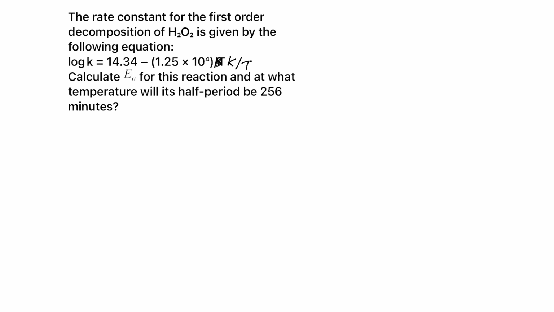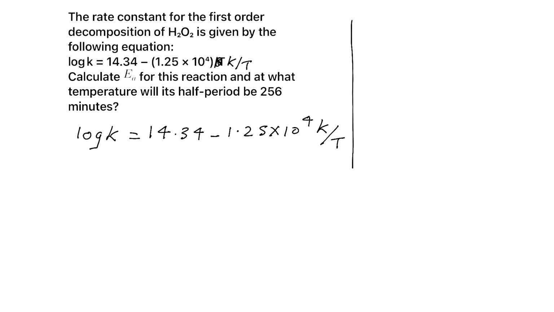So our task is to find the temperature when the half-life period is 256 minutes. Okay, so they have already provided an equation, right? Log K is equal to 14.34 minus 1.25 into 10 raised to 4 Kelvin by T temperature. Now, see, we have T half with us. If we know T half, we can find K. Once we find K, you can substitute that K here and you can find temperature. This is Kelvin and this K is rate constant. Okay, understand that. This is rate constant and this is Kelvin.